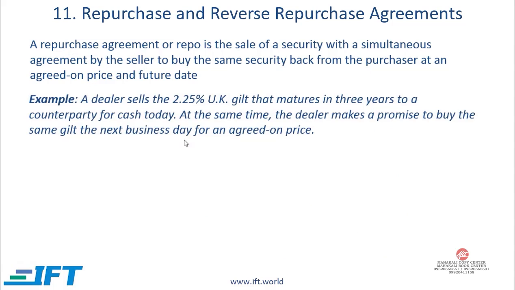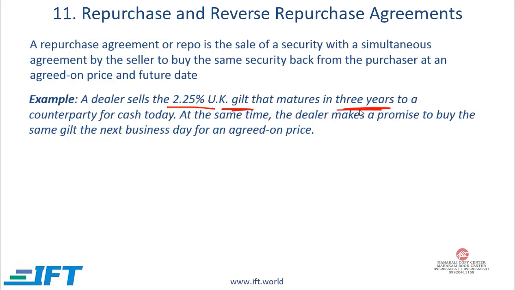Here is an example from the curriculum. A dealer sells the 2.25% UK gilt. This is the short-term UK government instrument analogous to the T-bill in the United States that matures in 3 years. Actually, since this matures in 3 years, this would be analogous to a treasury note.